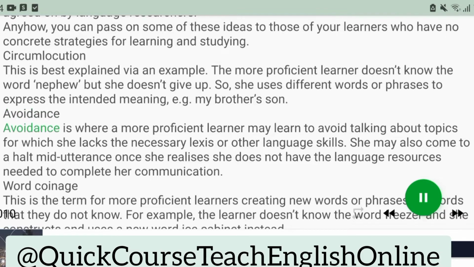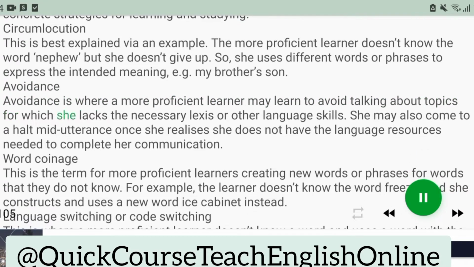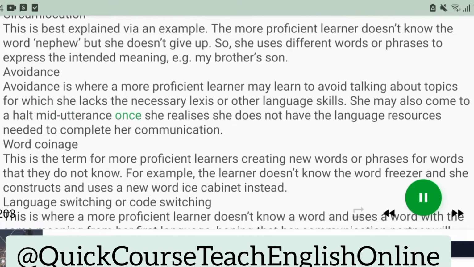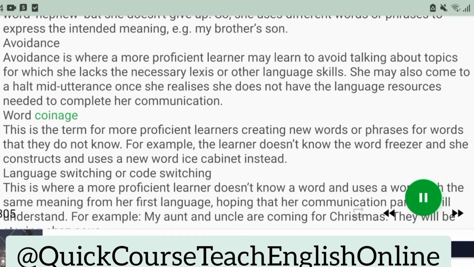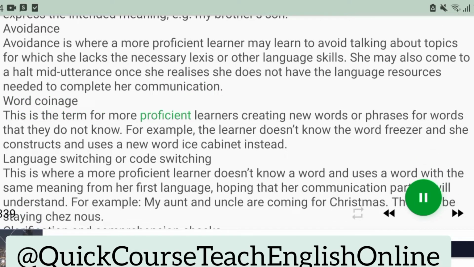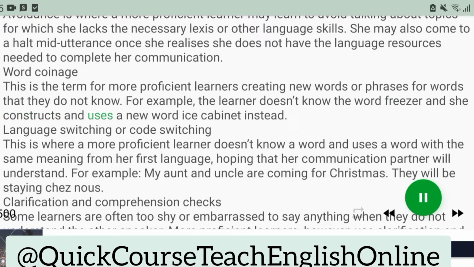Avoidance. Avoidance is where a more proficient learner may learn to avoid talking about topics for which she lacks the necessary lexis or other language skills. She may also come to a halt mid-utterance once she realizes she does not have the language resources needed to complete her communication. Word coinage. This is the term for more proficient learners creating new words or phrases for words that they do not know. For example, the learner doesn't know the word freezer and she constructs and uses a new word, ice cabinet, instead.